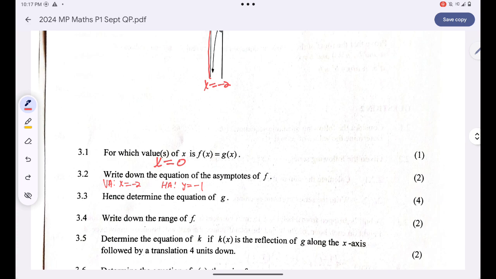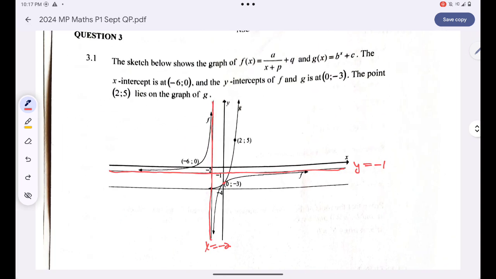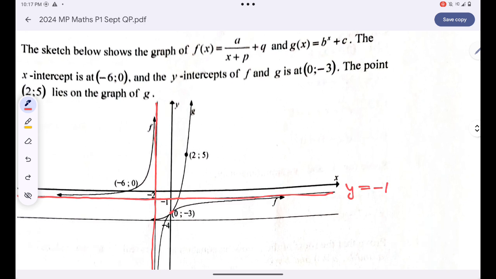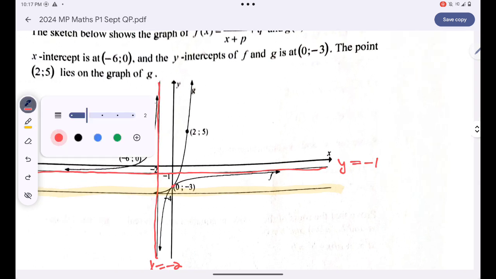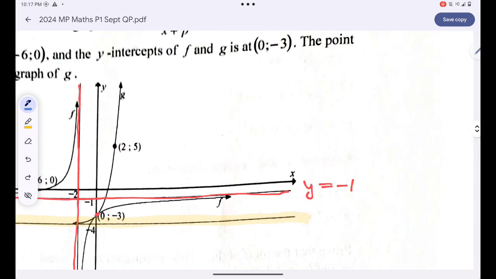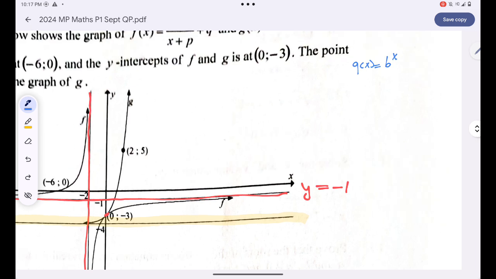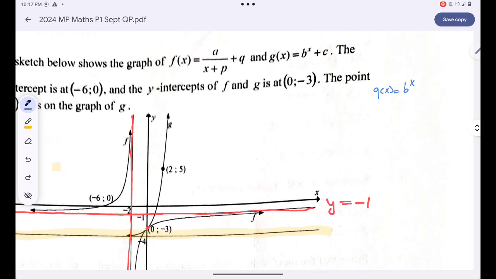I'm supposed to determine the equation of g of x. G of x, guys, remember that g of x is my exponential function, right? And we are given, guys, a restriction on our exponential graph. We have an asymptote at y is equal to -4. So for me to find the g of x, I can simply say g of x is equal to b to the power x. Instead of writing plus c, I can simply say -4 because the horizontal asymptote is at y is equal to -4.